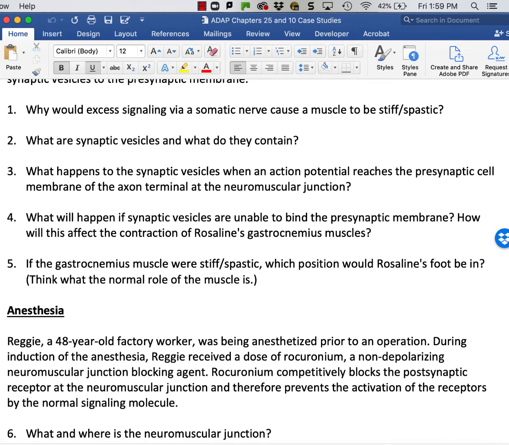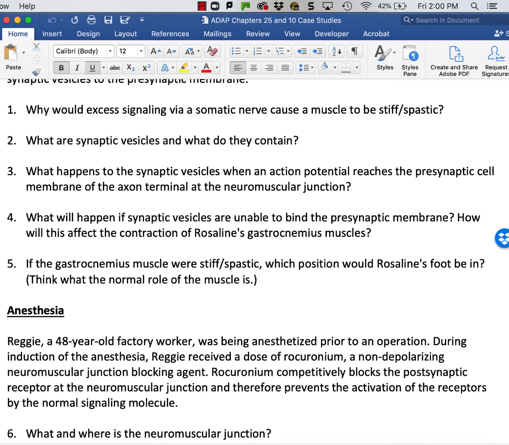Number 3, what happens to the synaptic vesicles when an action potential reaches the presynaptic cell membrane of the axon terminal at the neuromuscular junction? Well, an action potential at the presynaptic cell membrane causes the voltage-gated calcium channels to open. Calcium ions enter into the axon terminal. This results in the binding of synaptic vesicles containing acetylcholine to the presynaptic membrane, and then they release that ACh by exocytosis into the synaptic cleft.